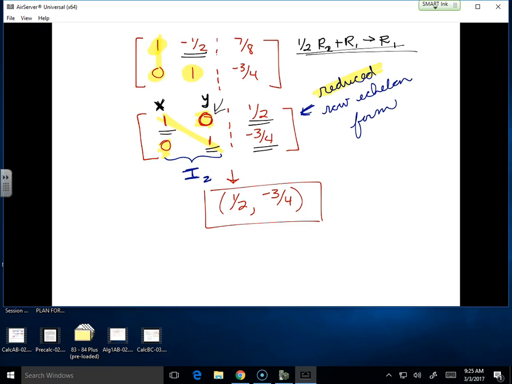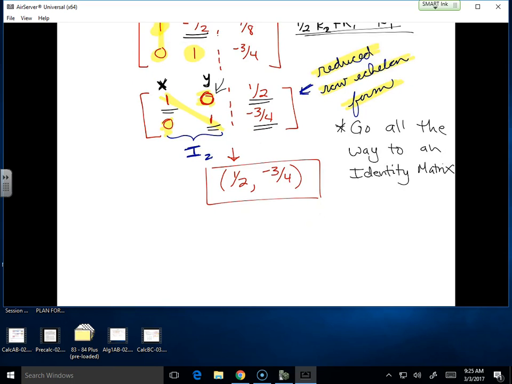You might want to highlight or star it. We didn't make a whole note about it, but we've already been doing it. Reduced row echelon form. What does it mean? Go all the way. I'm going to be a little more specific. Go all the way to an identity matrix, right? Main diagonal of 1s, 0s everywhere else in the square matrix coefficient part. So reduced row echelon form, go all the way. 0s on the bottom and on the top.